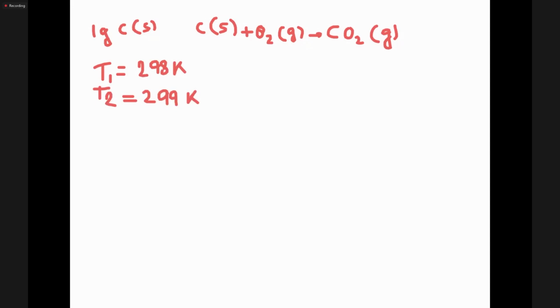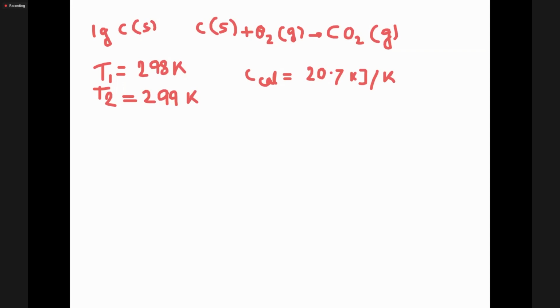Now, if the heat capacity of the bomb calorimeter is 20.7 kilojoule per Kelvin, the heat capacity of the calorimeter. So C of the calorimeter is given as 20.7 kilojoule per Kelvin. So 20.7 kilojoule per Kelvin of heat is actually here, and it is the heat capacity of the bomb calorimeter.